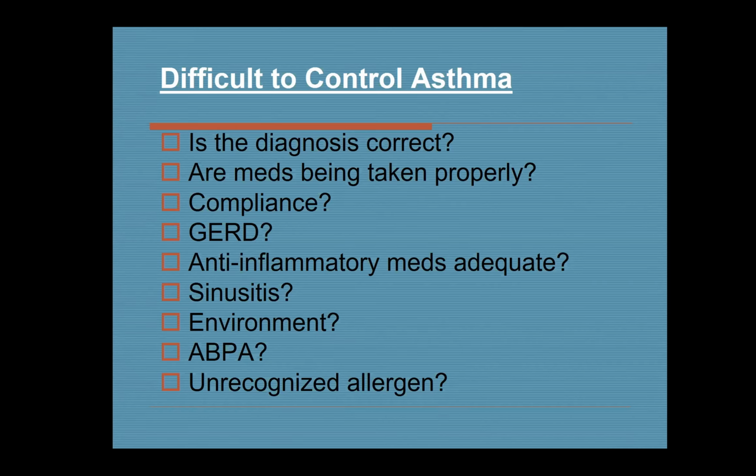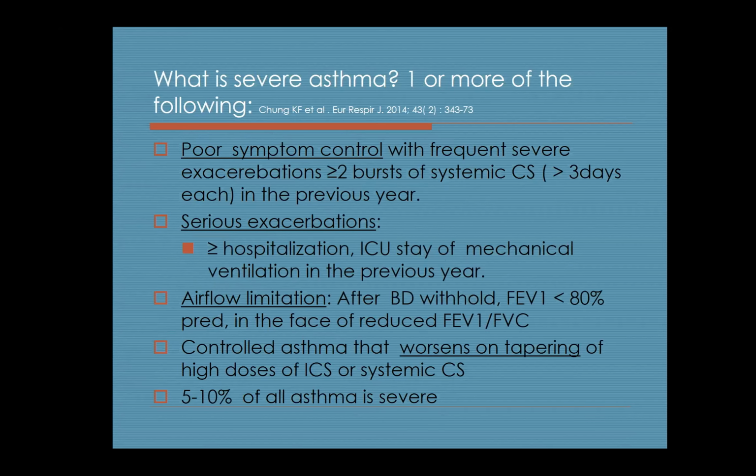So we went through some of these things in the beginning, trying to look at reversible things that we can do. So do they have poor symptom control? Are they getting steroids? Are they getting in the ICU? Do they have a bad PFT? Are you unable to control their asthma? You try to decrease the systemic corticosteroids or their high dose inhaled corticosteroid, and they get worse. You got all of that, and that's in the definition of severe asthma.